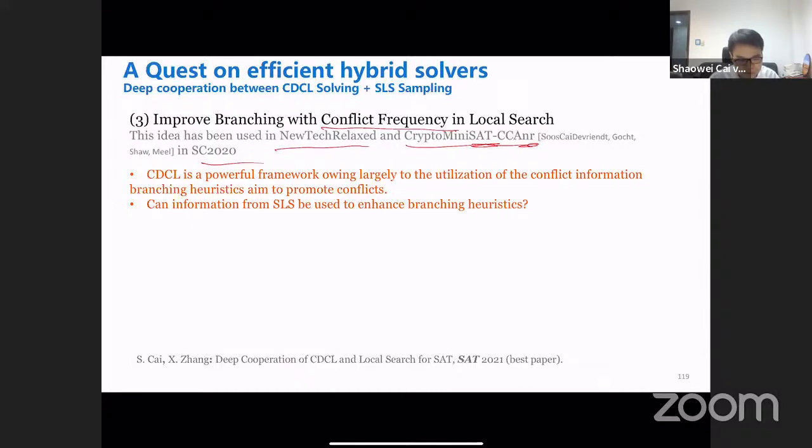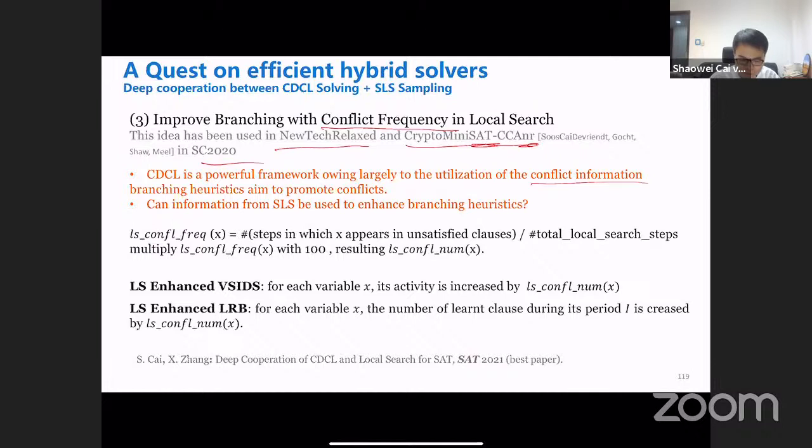So the intuition is that CDCL is powerful owing largely to the employment of the conflict information in the branching heuristic. And this branching heuristic aims to promote conflicts earlier, right? So one question is, can we use local search information to enhance branching heuristics so that it can promote conflicts?